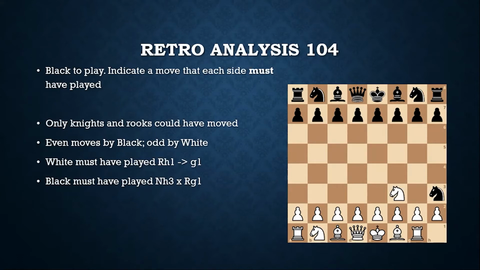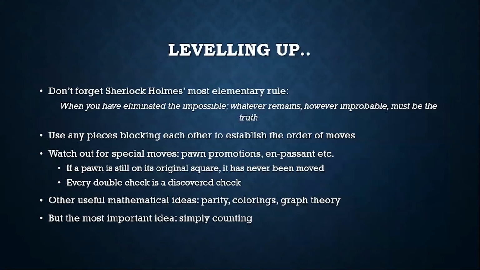Okay, so if this example is also clear, we are going to go to slightly harder puzzles, and I will also give you a little bit more time to think, maybe 5 minutes if possible. And again, the basic rules are going to be the same. So Sherlock Holmes rule is sort of rule 0: eliminate the impossibility and whatever remains has to be the truth. And then a few other patterns you will notice, such as pieces which block each other, which prevent a certain order of moves.